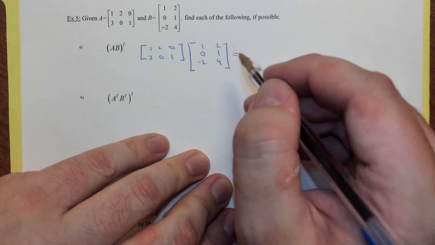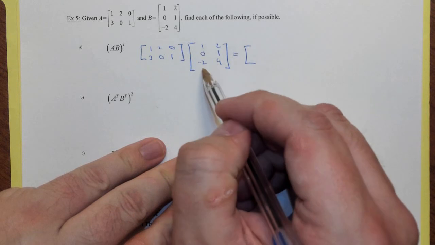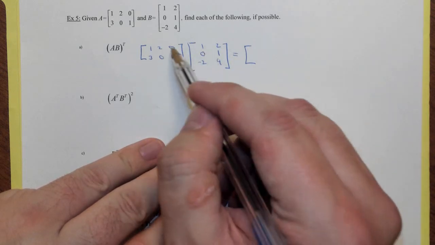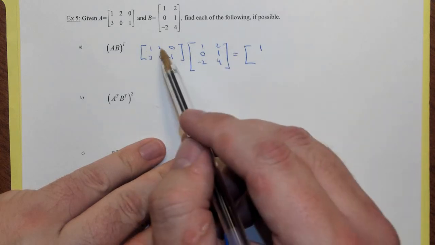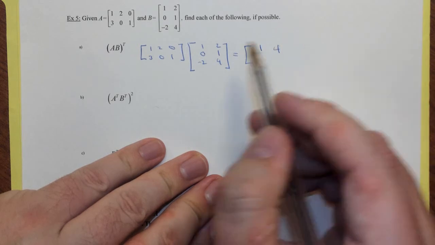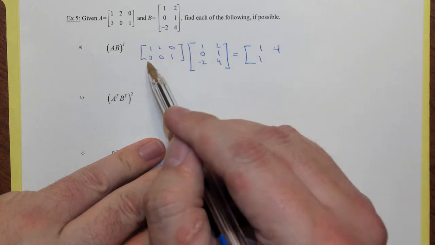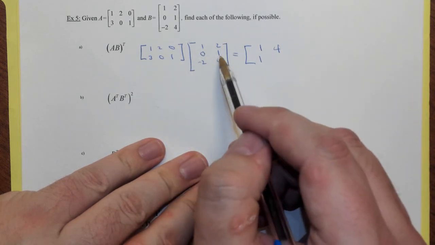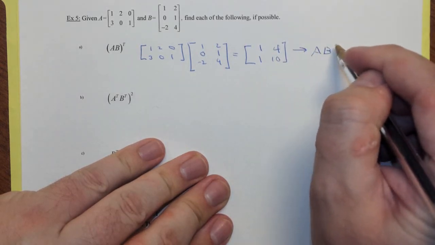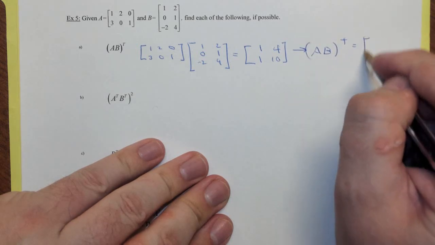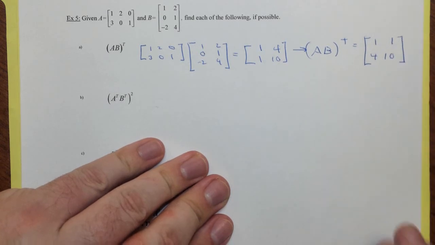When I multiply these, I will have a 2 by 2 matrix. 1, 2, 0 multiplied with 1, 0, negative 2 is 1 plus 0 plus 0, 1. 1, 2, 0 multiplied with 2, 1, 4 is 2 plus 2 plus 0, so 4. 3, 0, 1 multiplied with 1, 0, negative 2 is 3 minus 2, or 1. 3, 0, 1 multiplied with 2, 1, 4 is 6 plus 4, or 10. So then for AB transpose, the first column becomes the first row, and so on.